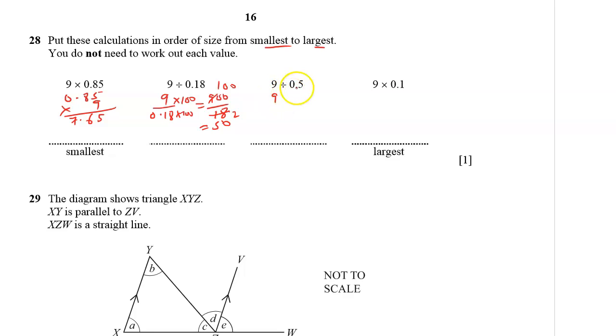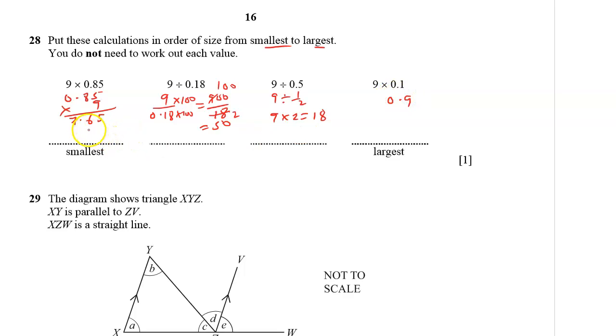9 divided by 0.5 is the same as 9 divided by half. You can write 9 times 2. When we change that, this will give us 18. And then 9 times 0.1, this will be 0.9.